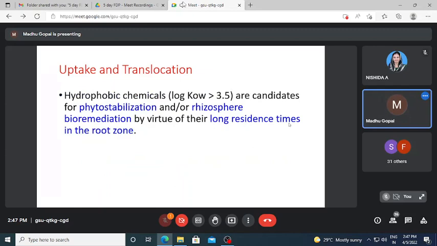Then these hydrophobic chemicals with a log KOW value greater than 3.5 are candidates for phytostabilization and rhizosphere bioremediation by virtue of their long residence time in the root zone. So they can undergo the phytostabilization process or rhizosphere bioremediation.